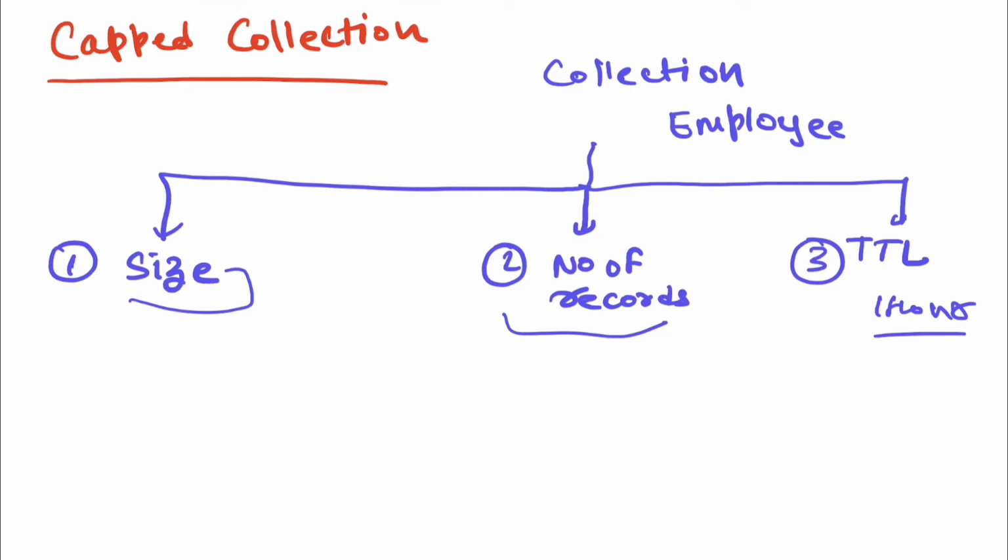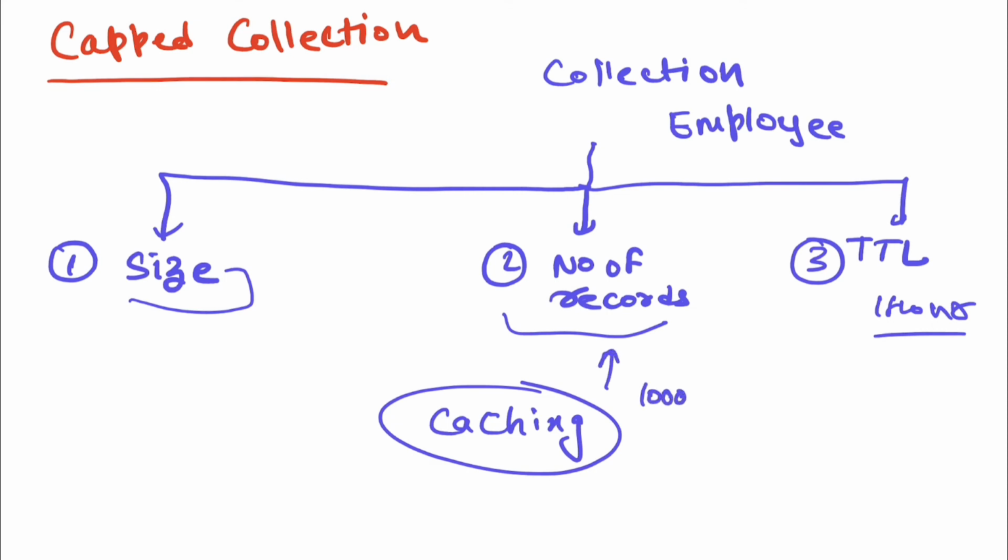Now, why is this required? These are required in multiple use cases. Let's say you want to enable caching, where you want to either have, let's say, 1000 records only, or you want to have 1 hour of data only in your table.